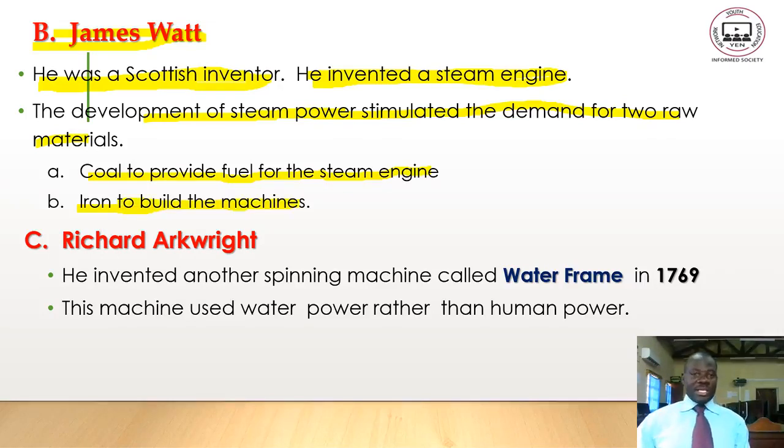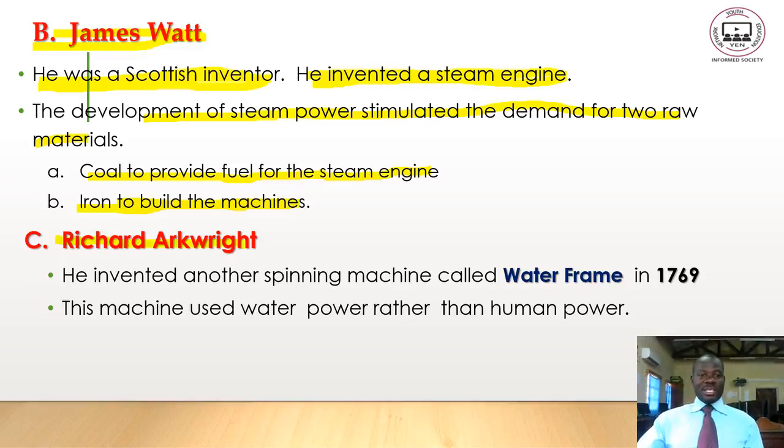So James Watt developed the steam engine. With that development, the raw materials needed were coal, in order to provide power for the engine, and iron, in order to build the engine itself. So by that idea of the steam engine, it also facilitated the need for coal and much iron to support that invention.